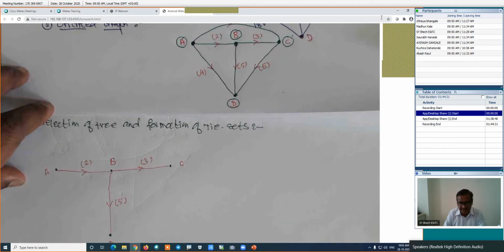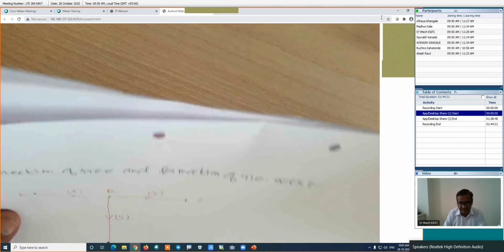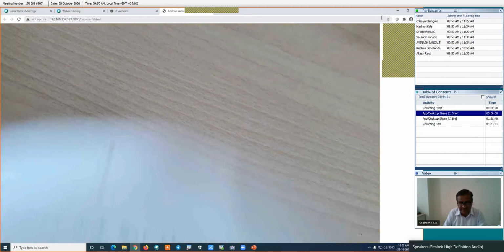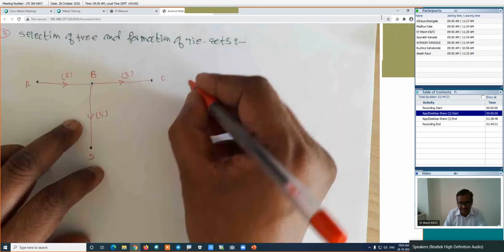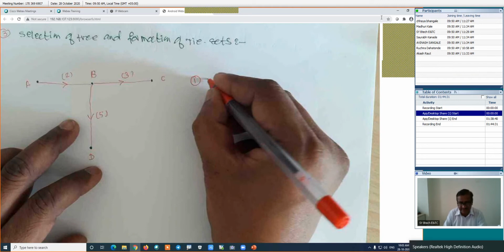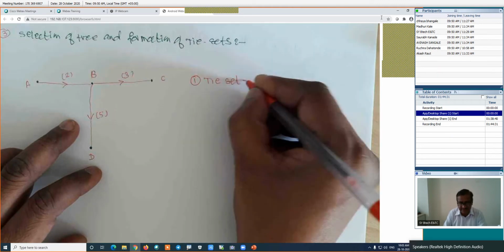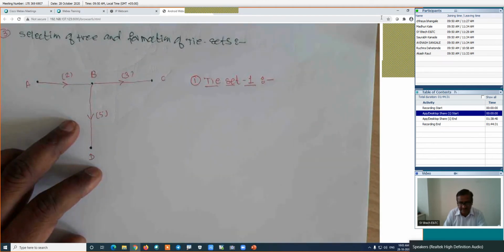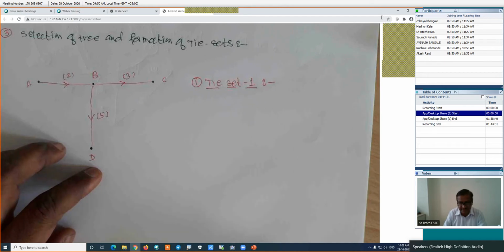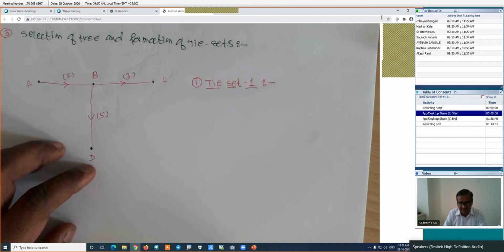If it is selected as a tree, then we will form the Trisets. Now look at how the Trisets are formed. I will start with the first point, that is Triset 1. How are we preparing the Trisets? Just recall. We are putting one cotree branch at a time, and there is a formation of a loop, and that particular loop is known as the Triset.